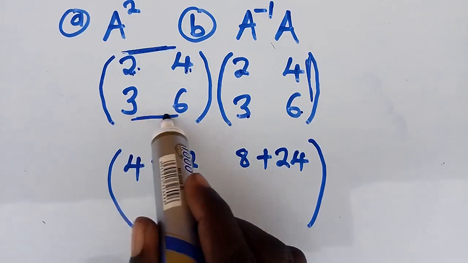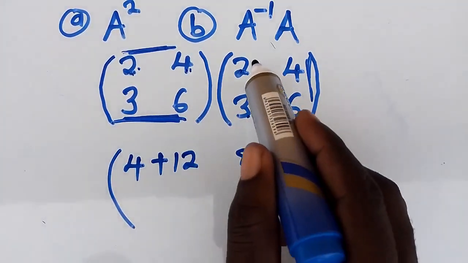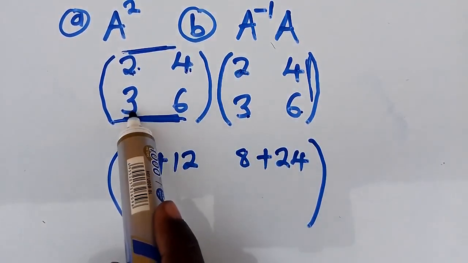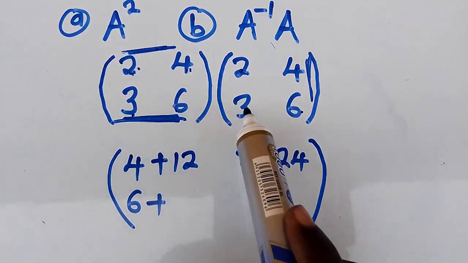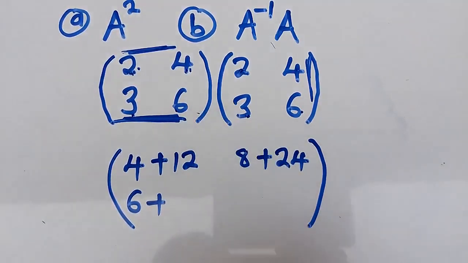I move down here. These two will go with the first one there. So what is 3 times 2? 6. Plus, what is 6 times 3? 6 times 3, 18.